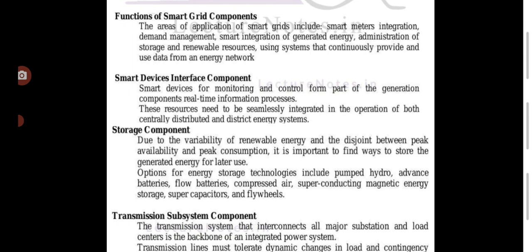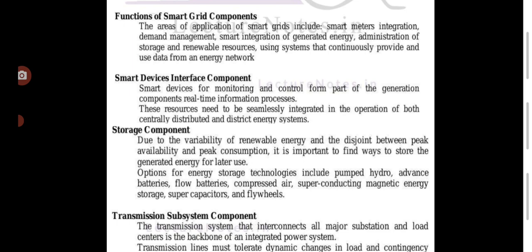Next one, we can discuss the function of smart grid components. Regarding the function of smart grids, the area of application of a smart grid includes smart metering integration, demand management, smart integration of the generator energy, and administration of storage and the renewable sources, using a system that continuously provides this and uses the data from energy networks. And then smart device interface components.